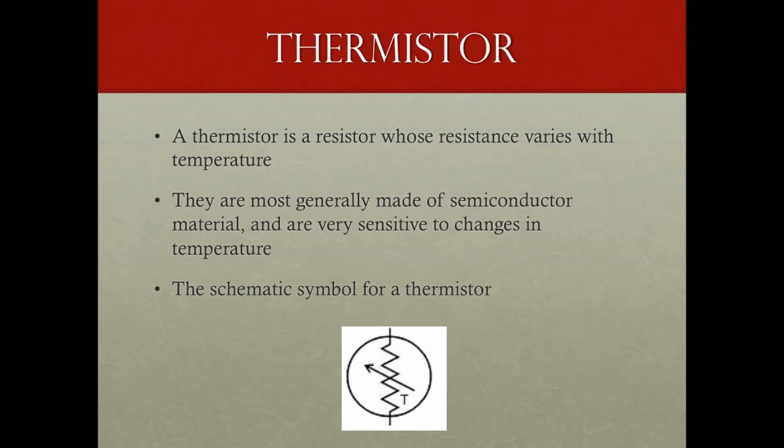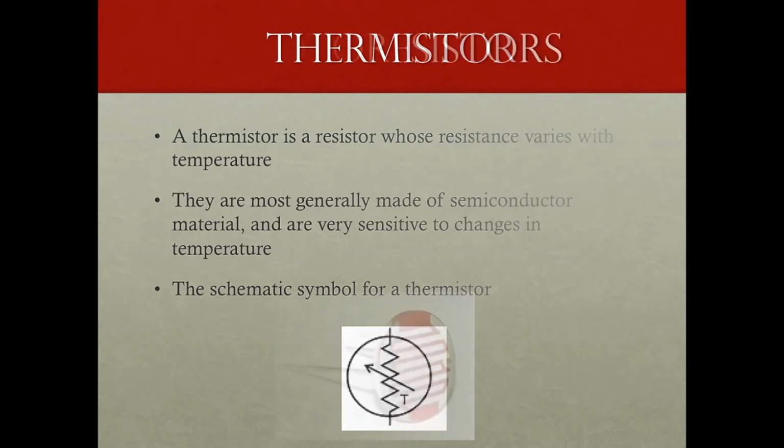Now there's another kind that I didn't put on here, but you've probably seen them in surge protectors. They're called a varistor. And that's just a combination of the words variable and resistor. And what those will do is choke off the current coming through if you get an overload.